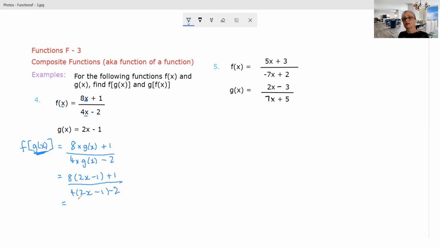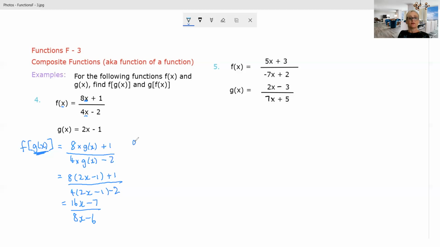4 times 2x minus 1 minus 2. Just expanding and collecting like terms. 16x minus 8 plus 1, so 16x minus 7. 8x minus 4 minus 2, so 8x minus 6. So that's f of g of x.